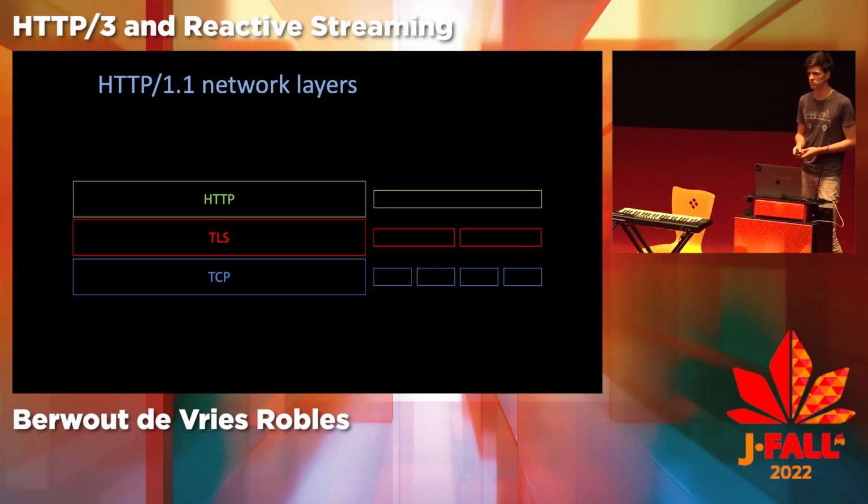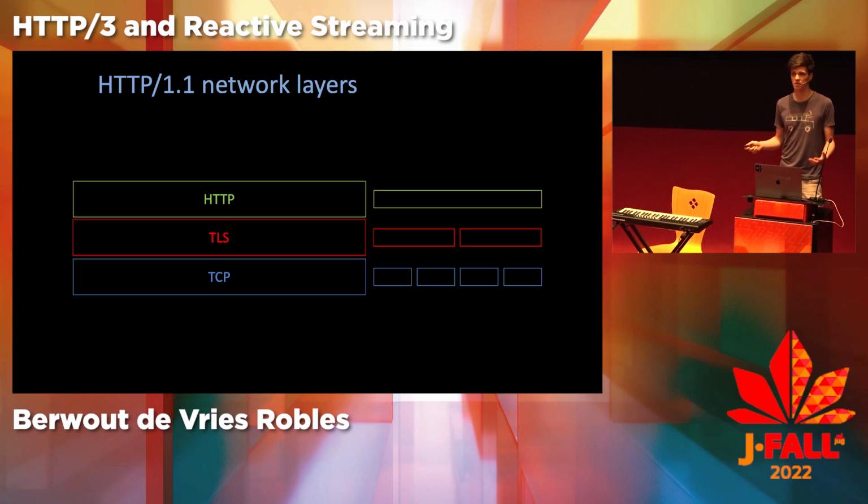So the stack we use, you might have seen the OSI 7-layer model, had it somewhere in school. The stack we use is HTTP on top of TLS, which is the transport layer security. And then it goes down to TCP. And what you might notice over here is that these blocks are not really the same size. So sometimes in HTTP, a record gets split into multiple TLS records, which gets split into multiple TCP records.